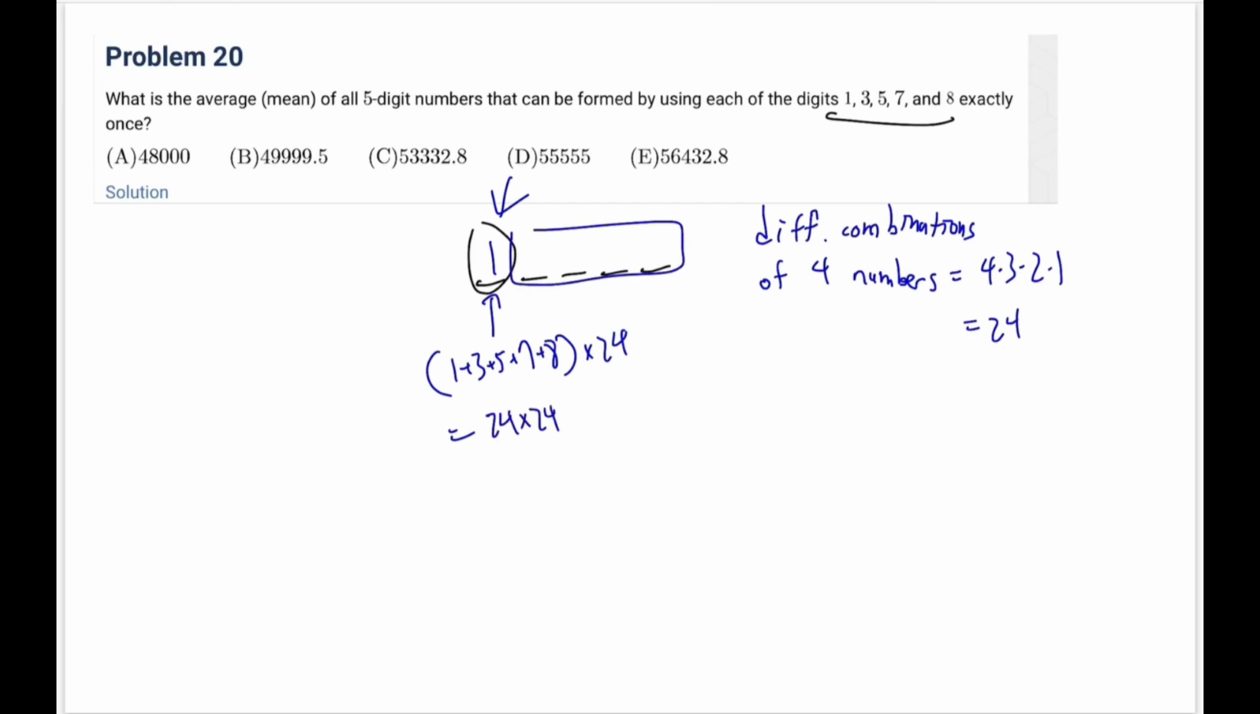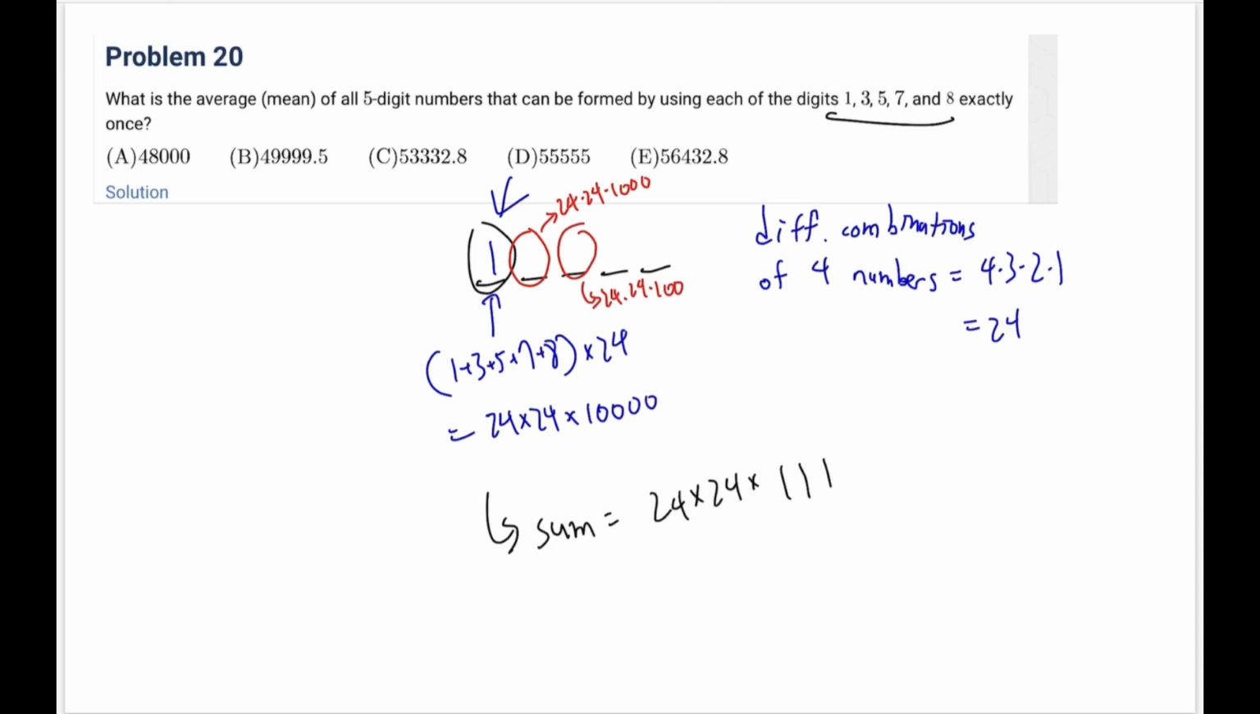And then, since this is in the 10,000 place, this will be 1, 0, 0, 0, 0, right? And then in this place, this would be 24 times 24 times 1,000, and then this would be 24 times 24 times 100, and so the whole sum would be 24 times 24 times 11111, right? So let's just keep it like this. So this is the total sum, and then it says we have to get the average.